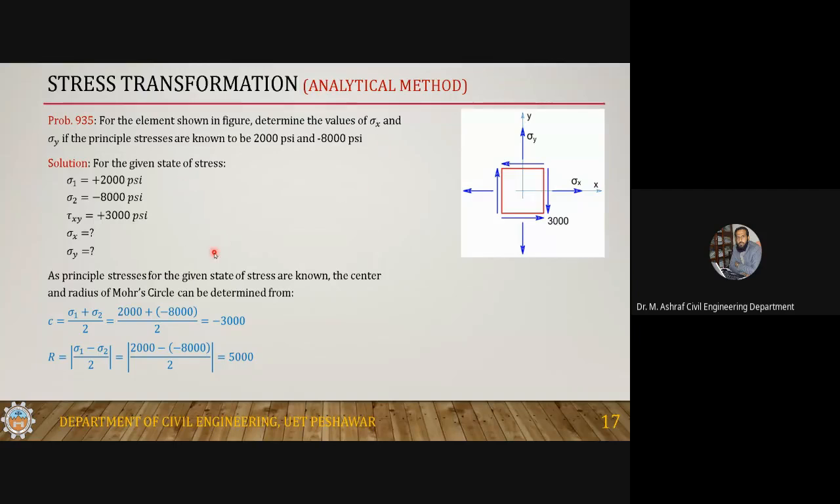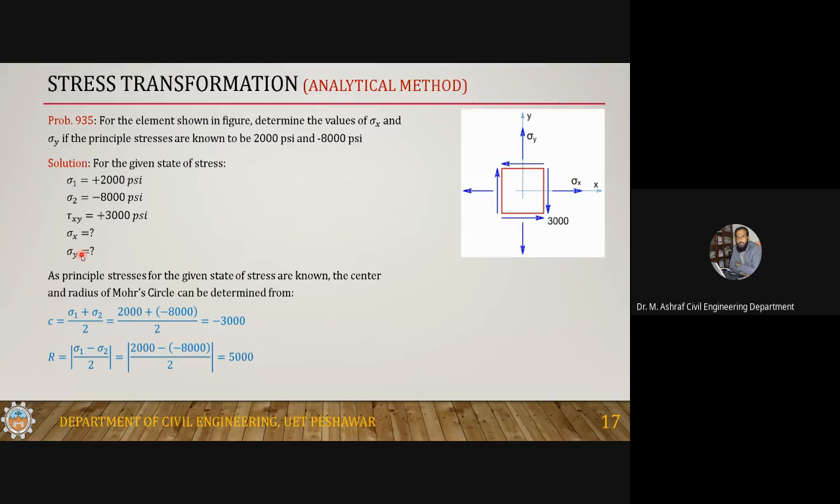You can draw this circle because you can calculate the value of C. So this is the case: sigma 1, sigma 2, and tau xy. Tau xy is not on the 1-2 plane; tau xy is in the xy direction. So sigma 1 and sigma 2 are known, tau xy is known, which is plus, and sigma x and sigma y are unknown, which are required, and you will have to calculate them.